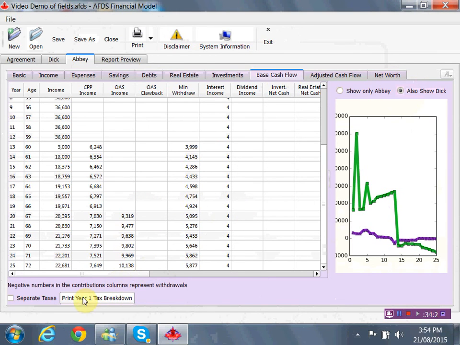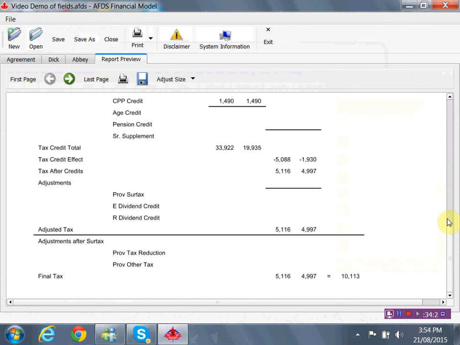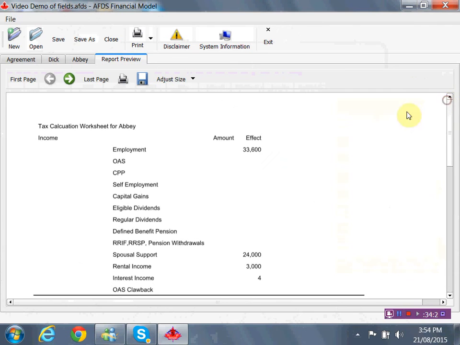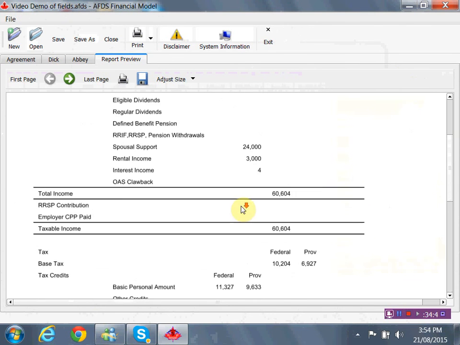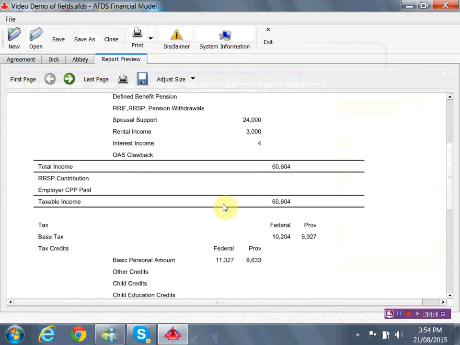One of the other things that we can look at here is print the 1-year tax breakdown. So if we click on that, it gives us a summary of their tax situation. So it shows for Abby, this is her employment income. That's what she's getting. And we didn't have other monies here, but she was getting spousal support and rental income and a little bit of interest. So that gives you the total income and the taxable income. So then it shows the tax to be paid federally and provincially for the tax base.